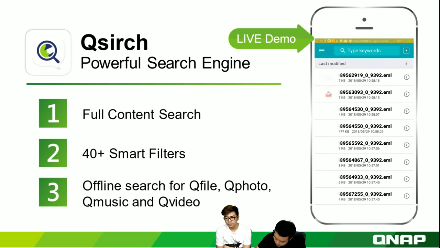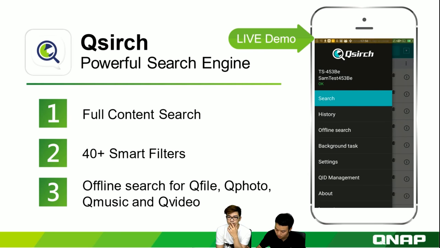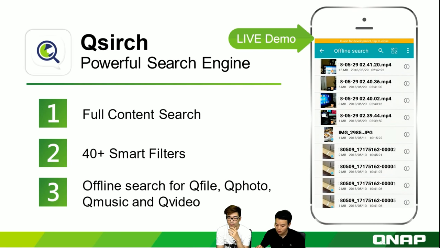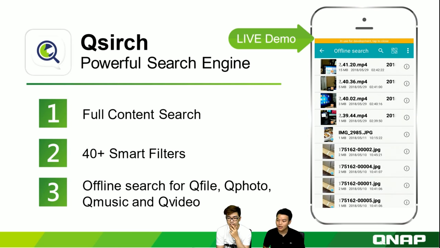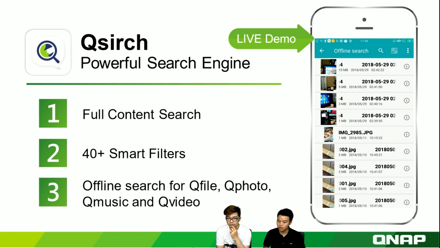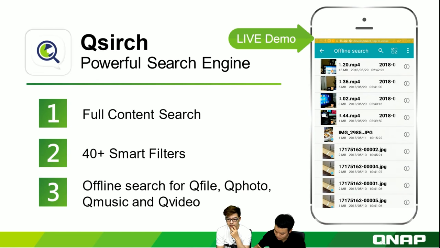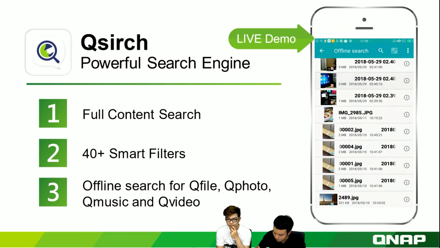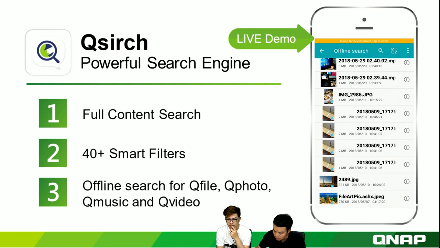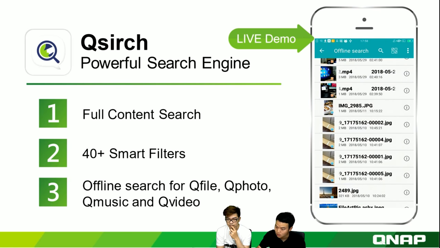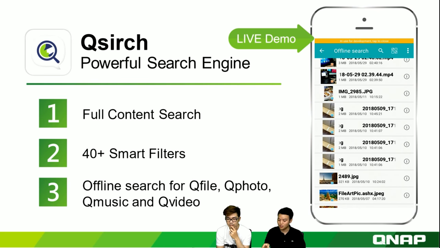The offline search is over here. You will see in the left panel, the third item will be offline search. What it does is that for those files and folders downloaded to QFile, QPhoto, QMusic, QVideo, you can search them here in QSearch. You can see these are videos and photos, but there is a tiny icon on the right bottom corner. The orange one is QFile, and the blue one belongs to QPhoto. That says this file is coming from QPhoto and QFile, respectively.